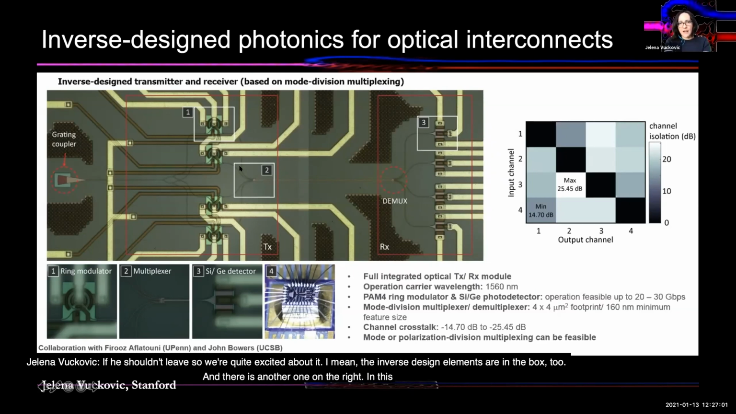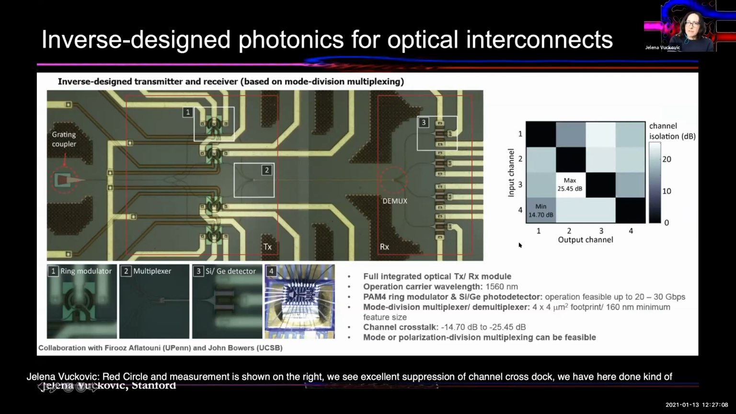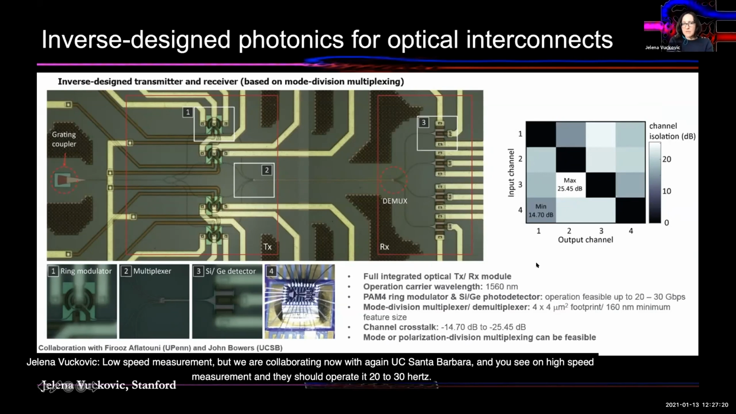The inverse design elements are in the box, and there is another one on the right in this red circle, and the measurement is shown on the right. We see excellent suppression of channel crosstalk. We have here done a low speed measurement, but we are collaborating now with, again, UC Santa Barbara and USC on high speed measurement, and this should operate at 20 to 30 gigahertz. So it's fully compatible with foundry, and you can actually do electronics and inverse design on the same chip.